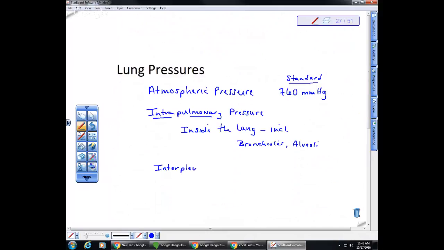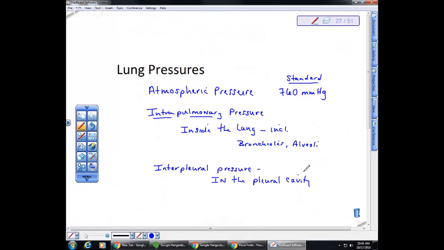Then we have the intrapleural pressure, which is in the pleural cavity. Okay. Now it's really important that the intrapleural pressure is negative compared to the other pressures.